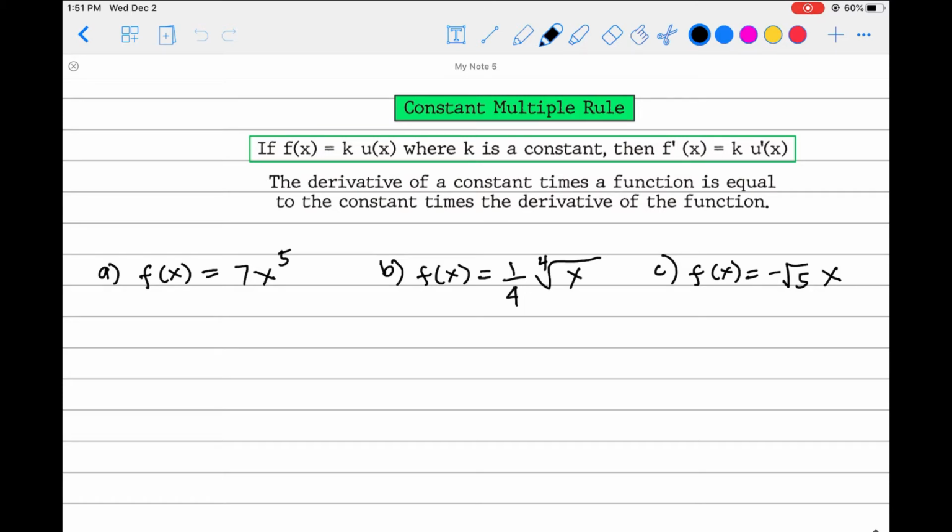Okay, so we have here an example. Magsimula tayo sa letter A. We have f of x is equal to 7 times x raised to 5. Kukunin natin ang derivative na ito. So, the derivative of the function with respect to x, anong sabi? It says, the derivative of a constant times a function is equal to the constant. Ano ba yung constant natin? Ang constant natin ay 7.